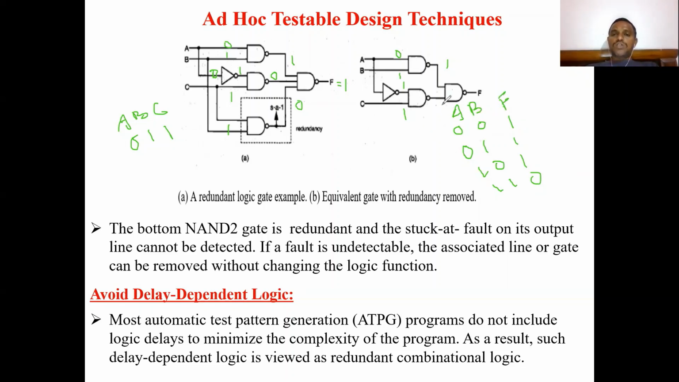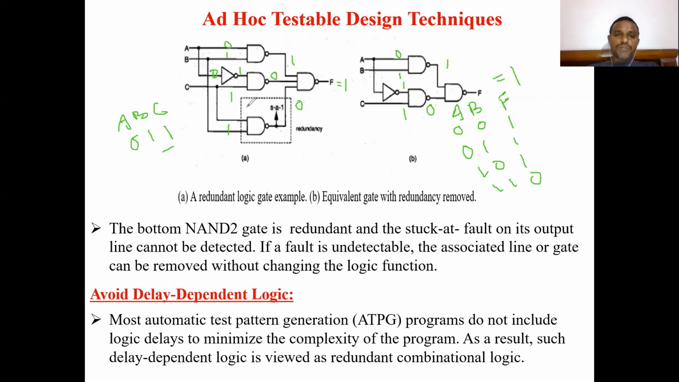Okay, so similarly here, if I apply A equal to 0 and B equal to 1, this NAND gate gives the output 1. Similarly here, A is inverted, so that is 1, and C is 1, so I get 1 1, which means 0 here. Then 0 and 1 means F is equal to 1.